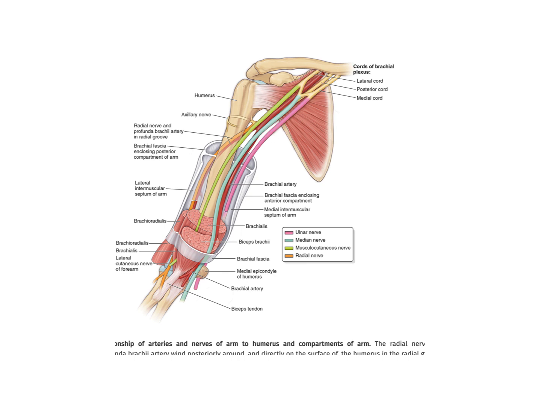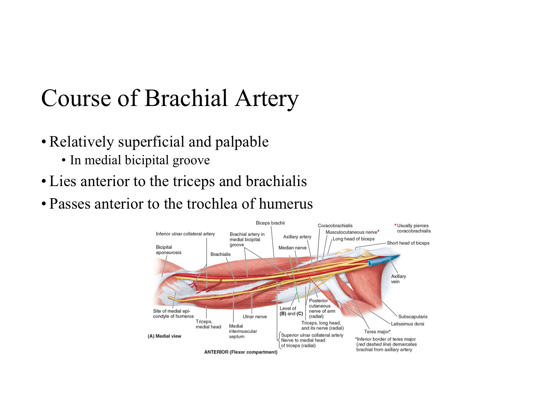The brachial artery continues down the humerus on the medial side in between the ulnar nerve, which is medial to it, and the median nerve, which is lateral to it. The brachial artery, which is relatively superficial and can be palpated throughout its course down the humerus, lies anterior to the triceps and the brachialis.